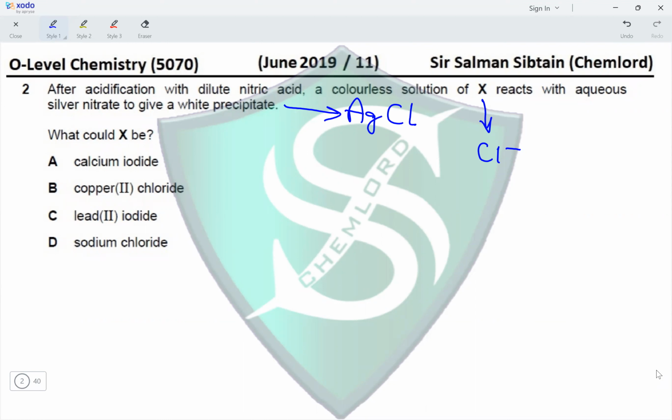What could X be? Calcium iodide? No. Copper chloride? Okay, chloride is correct, but it also says a colorless solution. If copper is present, the color of this solution would be blue. So the color makes this option incorrect. Lead iodide? No. Sodium chloride. Sodium chloride is a colorless solution which will give a white precipitate with silver nitrate. So option D is the correct option for this question.